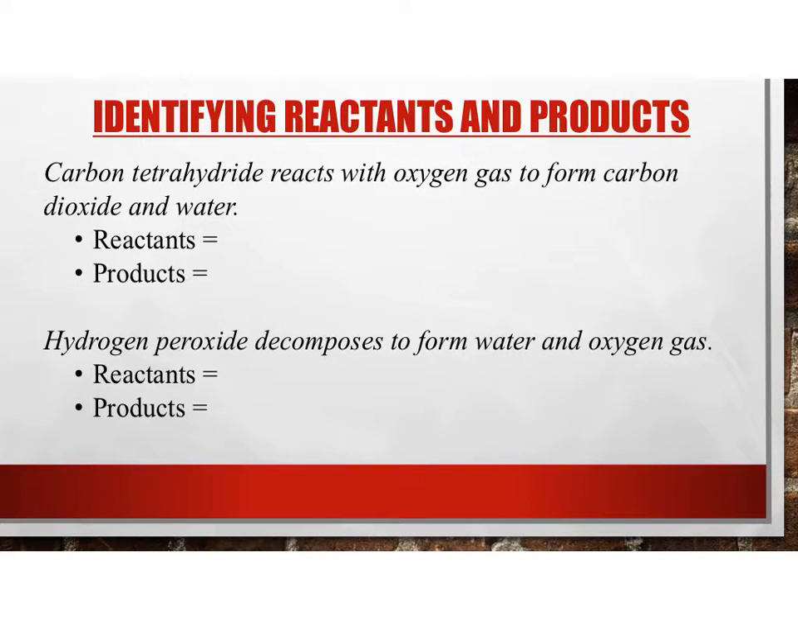So looking at this reaction, carbon tetrahydride reacts with oxygen gas to form. So I know that the carbon tetrahydride and the oxygen gas are my reactants. Now they're forming carbon dioxide and water. So the carbon dioxide and the water are my products for that reaction.